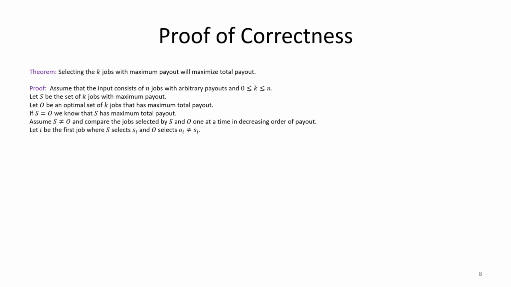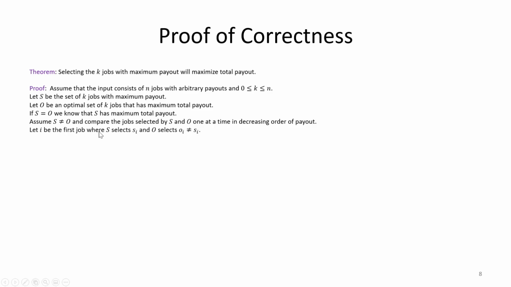So we need to, again, set up definitions of variables so that when we use them, they're very explicit and our reader knows what they mean. So the next thing I'm going to say here is, let's assume that I is the first job where S selects SI and O selects something different, OI, not equal to SI.